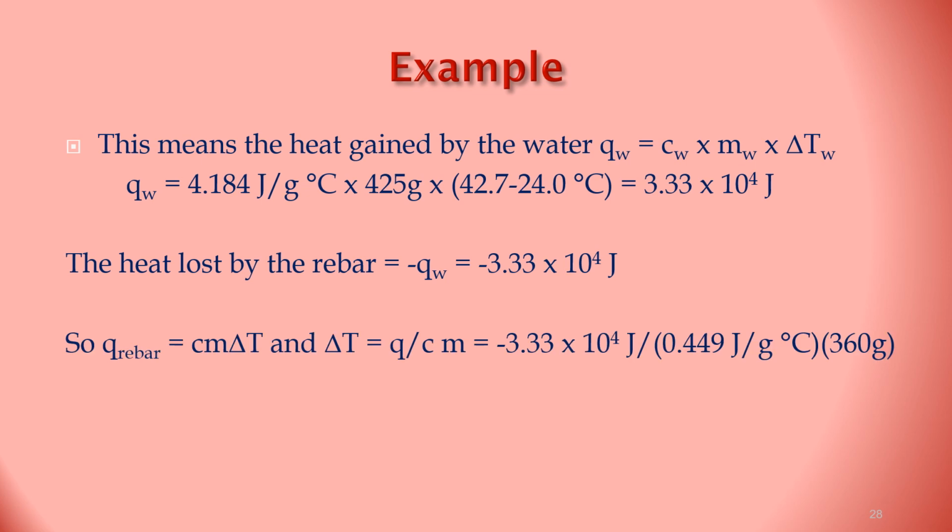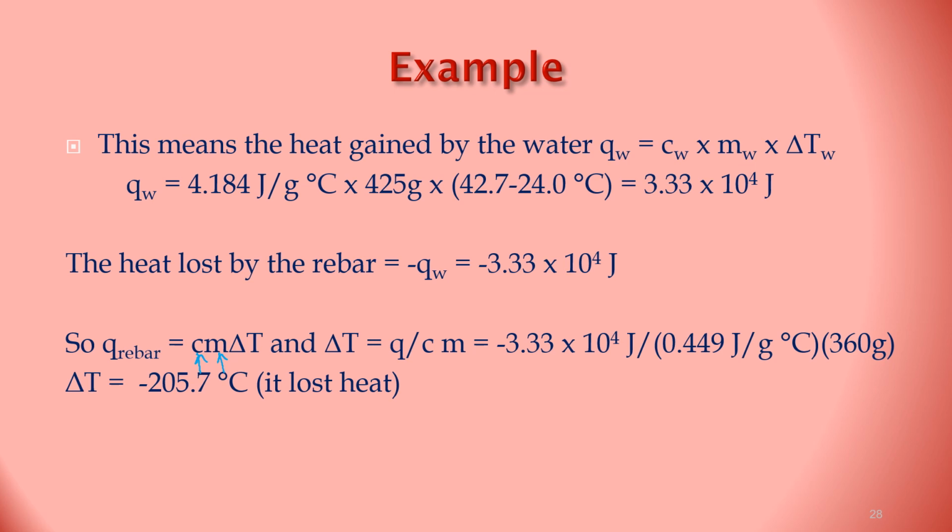So now we can use the same equation for Q rebar, but now we need the C of the rebar and the mass of the rebar, and we can solve for delta T. So delta T equals Q over C m: negative 3.33 times 10 to the 4th joules, divided by 0.449, divided by 360, and we get that the delta T is negative 205.7 degrees. Obviously, the temperature has gone down because it's lost heat.